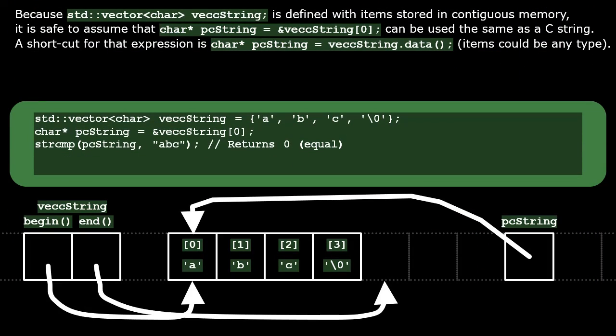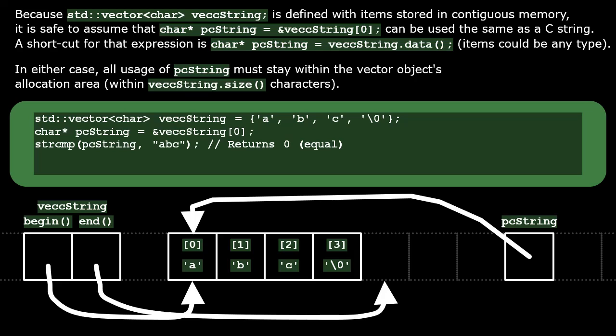Because a vector guarantees that its items will be stored contiguously in memory, when you have this vector of characters, you are able to treat the address of its first item as if it were just an ordinary C language string of characters. Calling this data function is just the same thing as programming the address of first item expression yourself. In either case, all access to memory via this PC string variable must stay within the vector object's allocation area.